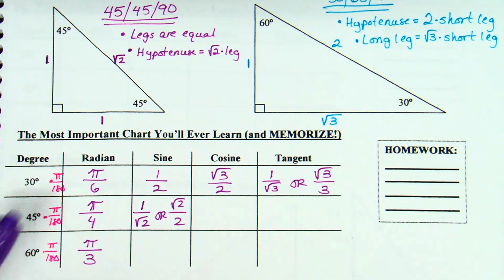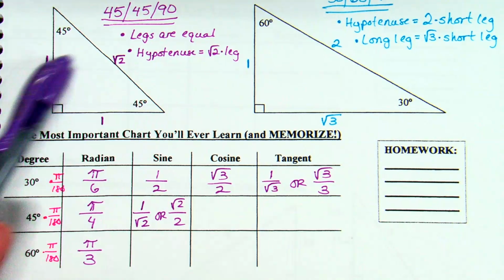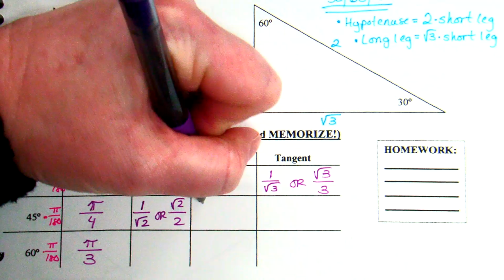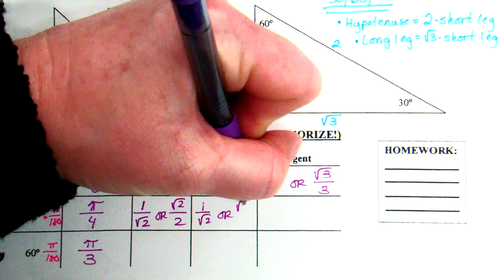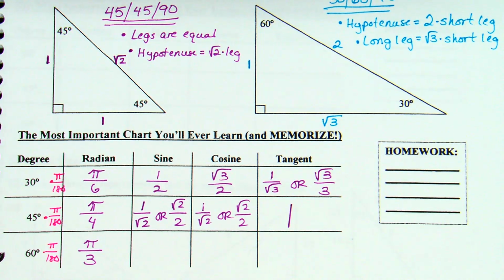What about the cosine of 45 degrees? It's the same, yes? Because sine was opposite over hypotenuse. This is adjacent over hypotenuse. So, 1 over square root of 2, or square root of 2 over 2, whatever your preference is. And lastly, tangent. Opposite over adjacent is 1. 1 over 1 is 1.